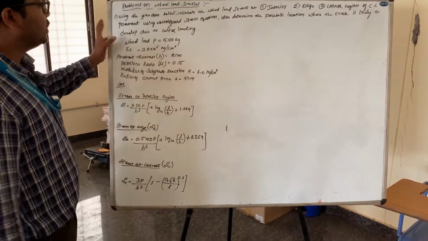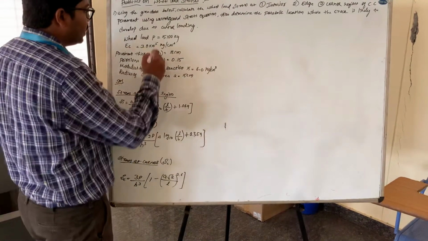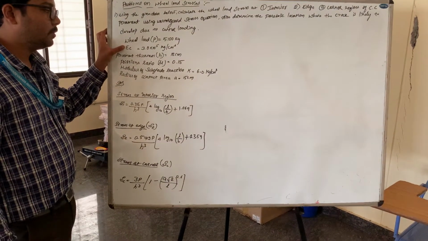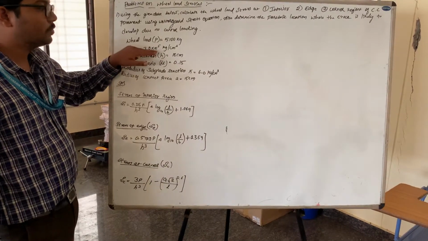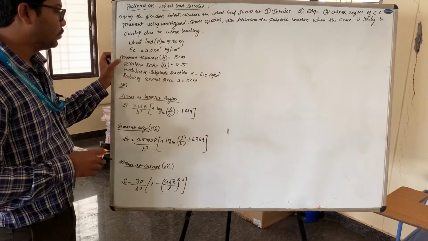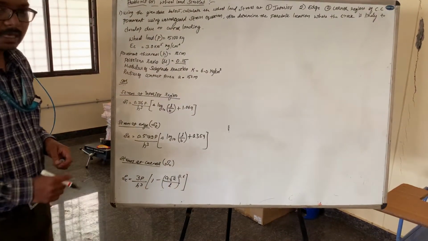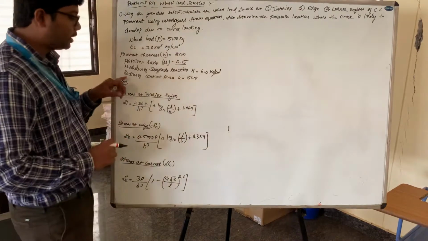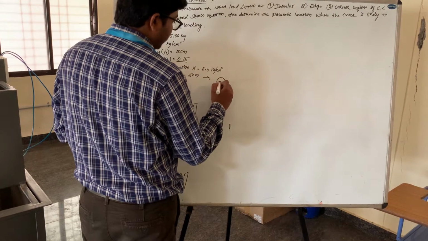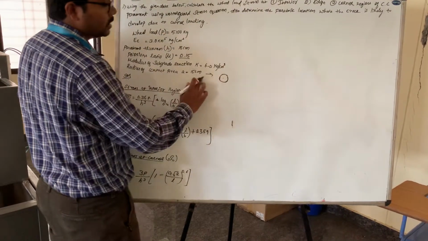Okay, so here they have given the data: wheel load, that is P equal to 5100 kg. Next, the elastic properties of the cement concrete pavement, that is E equal to 3 into 10 to the power 5 kg per centimeter square. Next, the thickness of the pavement is 18 centimeter. Poisson's ratio for the cement concrete is 0.15, and the modulus of subgrade reaction, K value, is 6 kg per centimeter cube, and the radius of the contact area is 15 centimeter. The wheel load has a contact area radius of 15 centimeter.